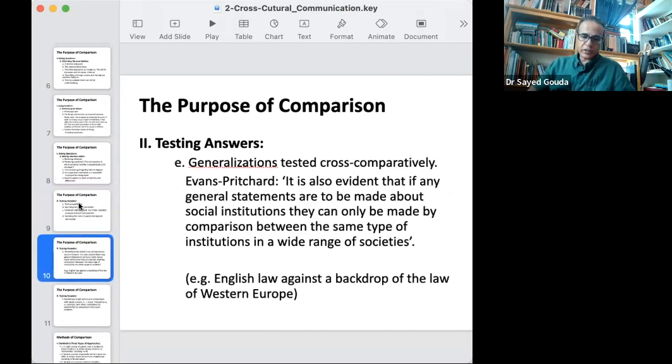Also the generalizations. Even though some historians claim that they don't make general statements, usually they do. And we need to test this generalization. Whatever general statement we make, we need to test and examine it cross-comparatively. Like, for example, if we talk about English law and want to understand it, we need to understand it against a backdrop of the law of Western Europe, for example.